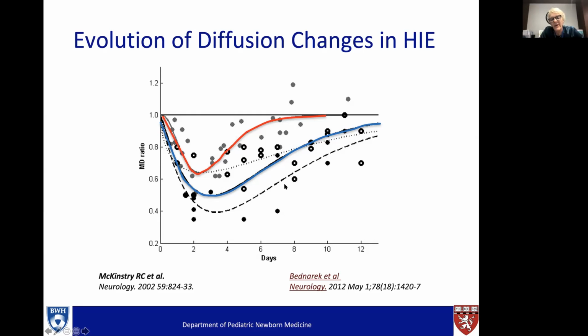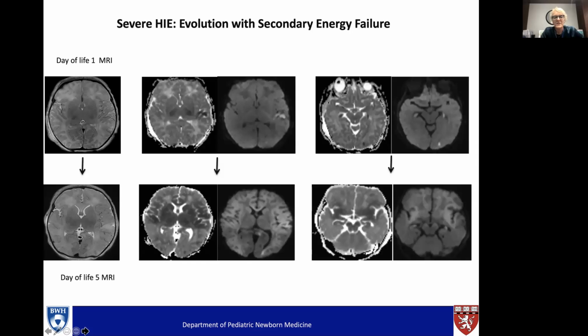So over this period, you may not see it as prominently as you would around 2 to 3 days, but you'll still see pretty prominent restriction and diffusion in areas of injury, suggesting that the injury is actually going on for a much, much more protracted period of time, perhaps giving us the opportunity for further neuroprotection. So this is what it can look like.